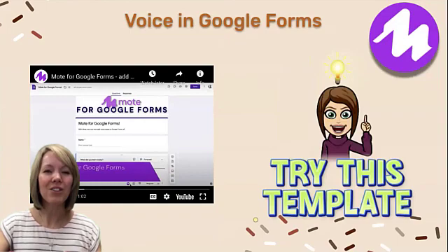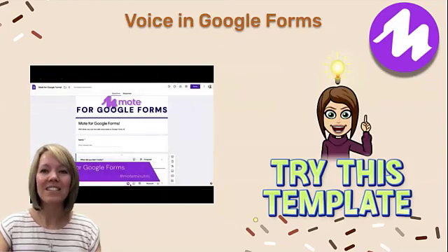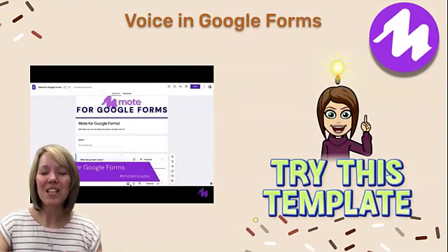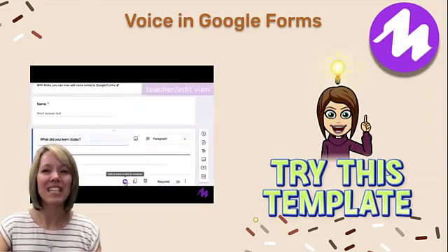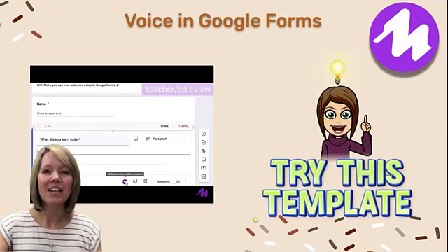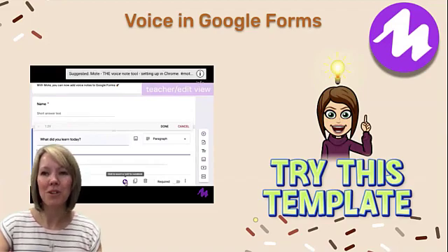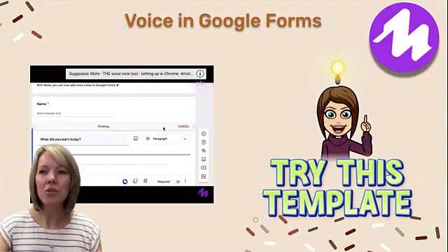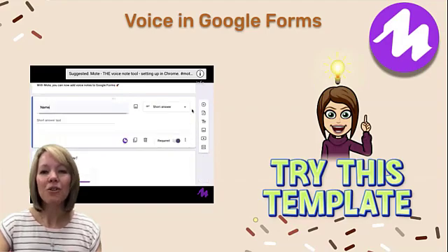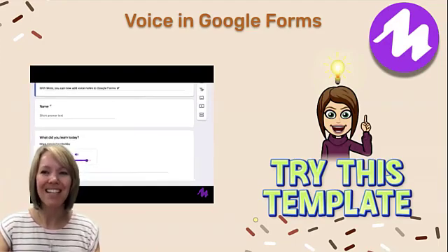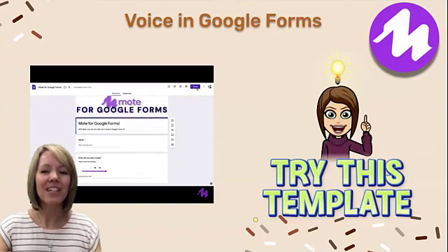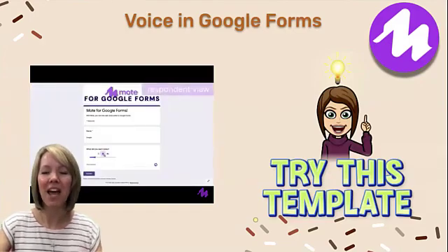So the first one we're going to look at is your voice in Google Forms. You'll see there the big purple Mote button. If you click on that purple circle, it's going to take you to the Chrome extension that you can add to your Chrome web browser. Once you've added it and you open up a Google form, you'll notice the purple Mote button inside of your Google form to record for questions and also record for answer choices. If you'd like a template to get started, click on Try This Template and you'll have one to start off with.